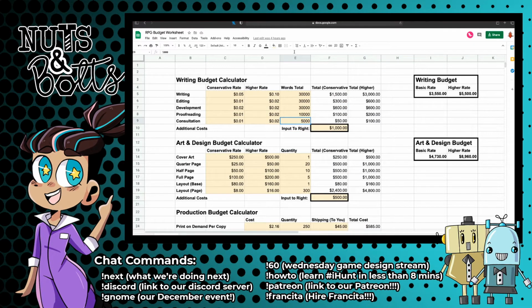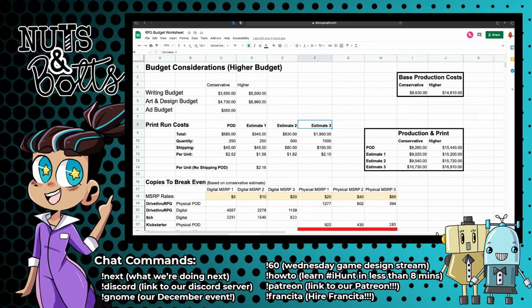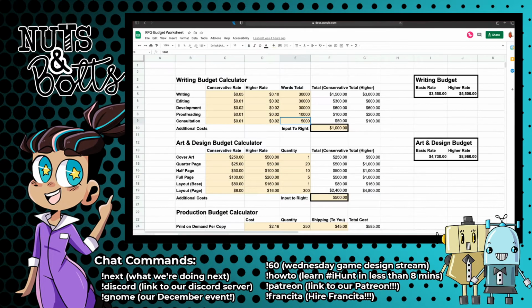And this sheet is importantly 3 pages. It's 3 tabs: the calculator, the conservative budget sheet, and the higher budget sheet. I didn't want to say conservative and liberal, even though those are technically the correct terms.